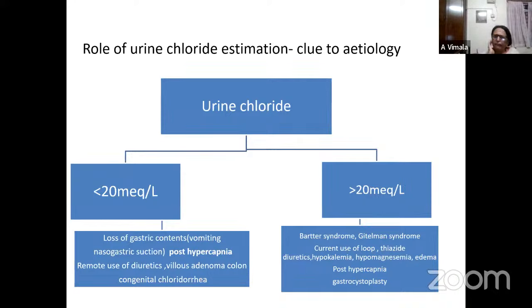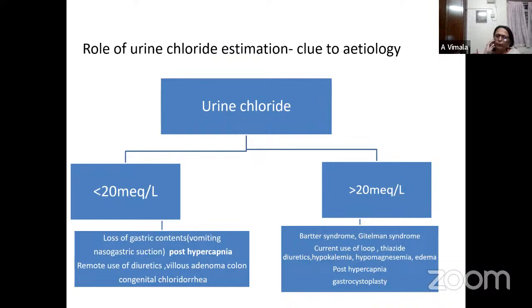Now, how do you proceed when you confront a metabolic alkalosis? That is the role of urine chloride as a clue to etiology. If urine chloride is less than 20 milliequivalents per liter, it shows gastric fluid loss, can be vomiting, or post-operative nasogastric suction, where you have put a suction tube only up to the pylorus. Post-hypercapnic metabolic alkalosis, remote use of diuretics, that is, you have already given the diuretic and stopped.